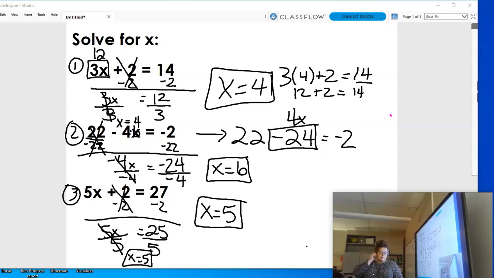These are kind of our level 1 problems that should be review for you guys, so if you need more like this, make sure that you're talking to your teacher.